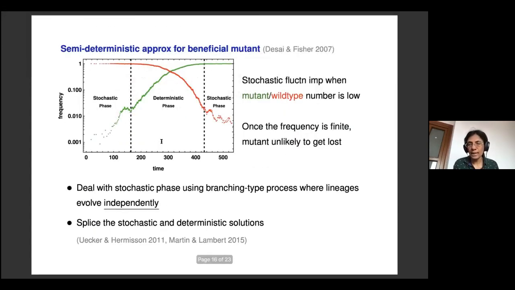However, there is one simplification. There's an approximation that has been used when I have a beneficial mutant. And since it is something which is not known to physicists very much, I thought I'll share this simple idea. So the idea is this.